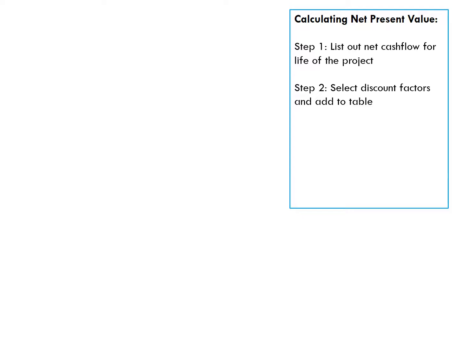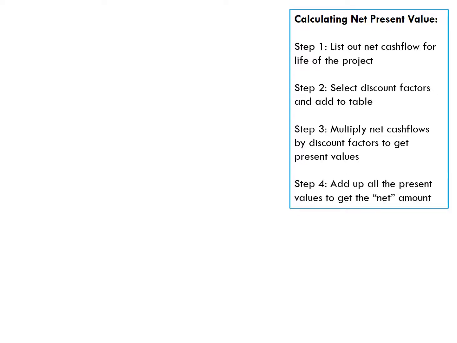So how do we calculate net present value? Well, four simple steps. Step 1, we need to list out the net cash flow for the life of the project. Step 2, we need to select the discount factors and add them to our table next to our net cash flows, depending on what interest rate we want to use. Step 3, we multiply the net cash flows by the discount factors to get them into the present value. And then we add up all the present values to get the net amount.